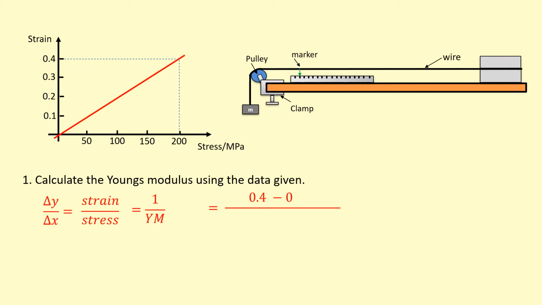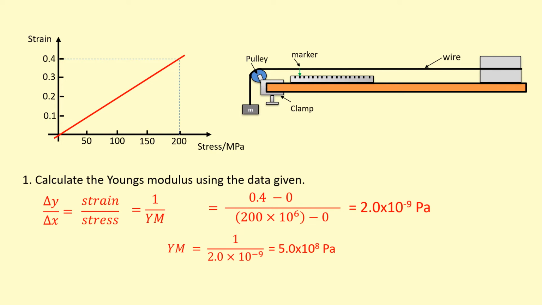So let's go ahead and calculate the gradient here. So change in y over change in x, and we get this value. To get the Young's modulus from this, we need to do 1 over the gradient. So if we do 1 over that, we get the same Young's modulus as before.